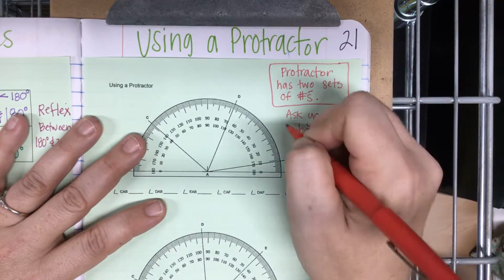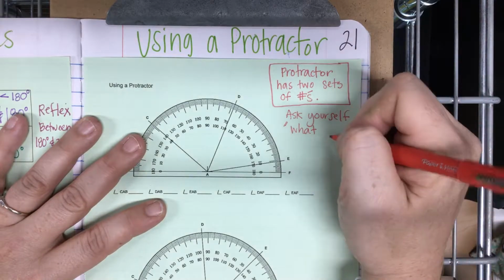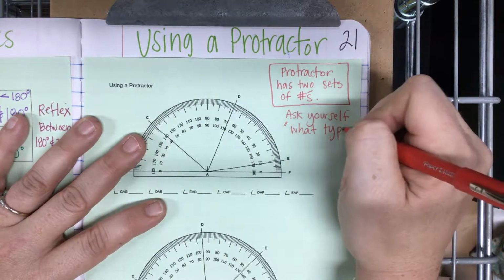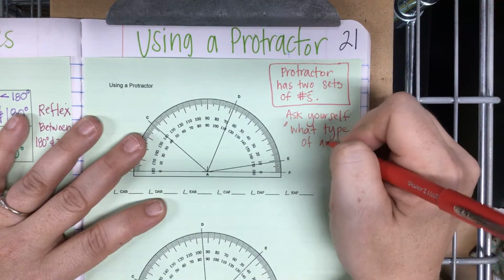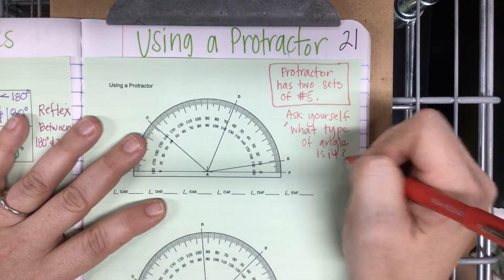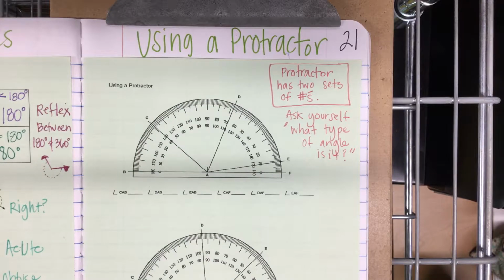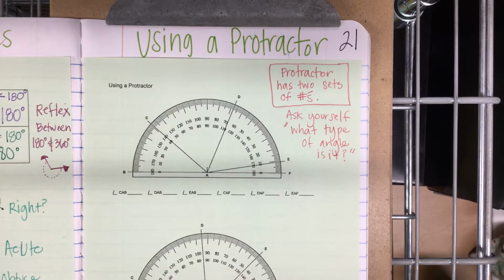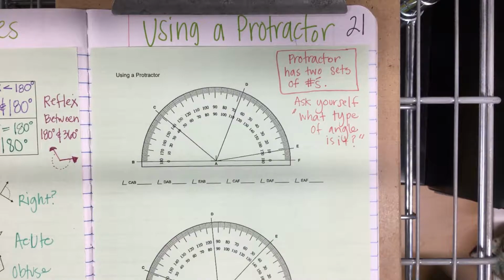what type of angle is it? You have to ask yourself, what type of angle am I measuring? A protractor has two sets of numbers. And when you use a protractor, you have to ask yourself, what type of angle am I measuring?